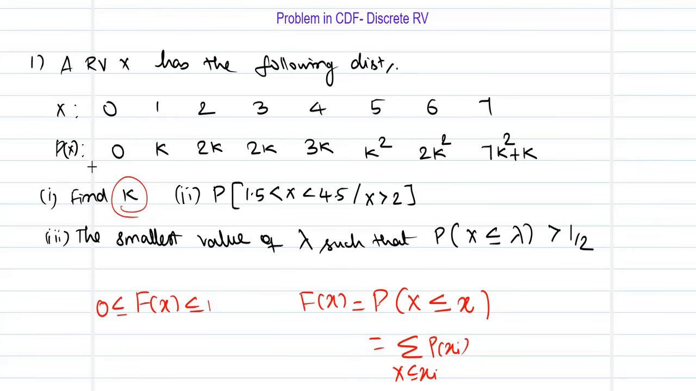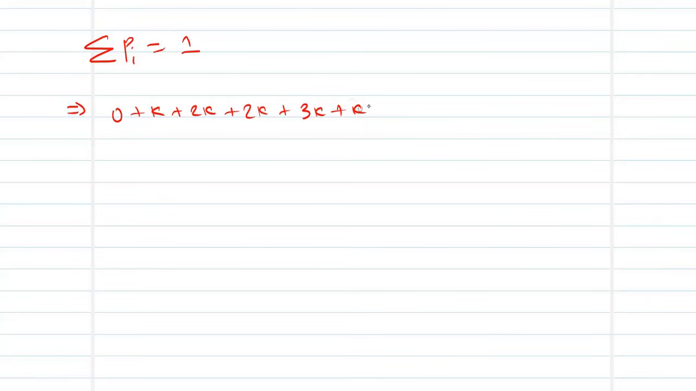How to find the value of K? K is involved in the probability. So we know that addition of all the probabilities is equal to 1. So this gives me 0 plus K plus 2K plus 2K plus 3K plus K square plus 2K square plus 7K square plus K equal to 1. Don't forget this 1 over here, otherwise everything will collapse.